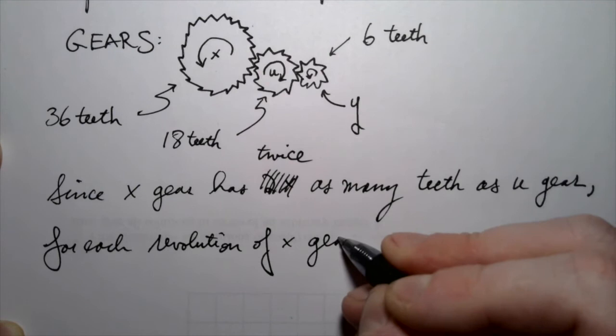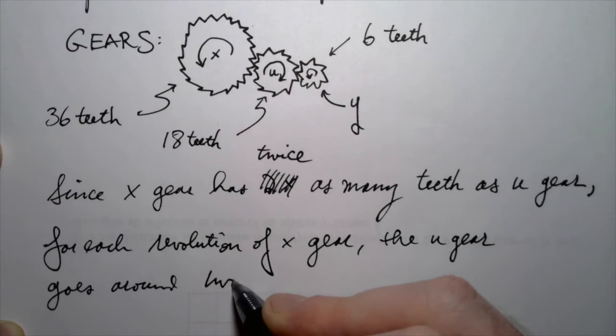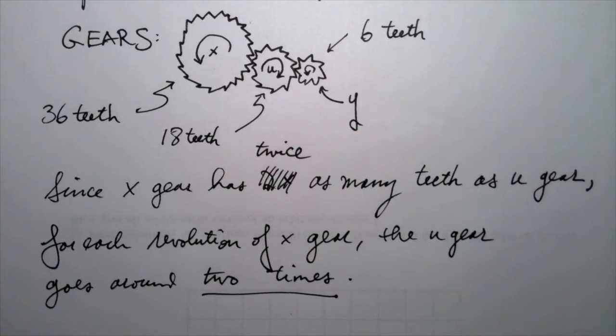The U gear goes around 2 times. Okay. On the other hand, we have a similar relationship between the U gear and the Y gear.